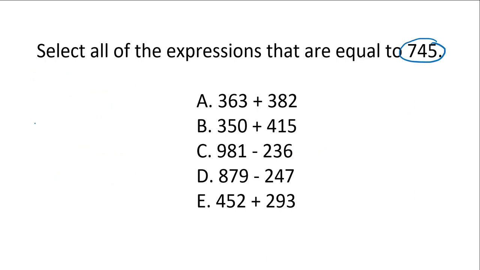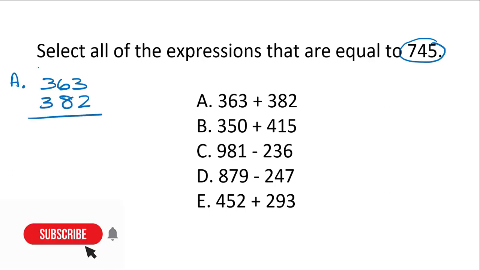745. So what I'm going to do is go through each and every option, and I'm going to do the work. I'm going to add, I'm going to subtract. Whatever they want me to do, I'm going to do it, because my objective is to get this answer correct. And because they say select all, I know that there's more than one. There are probably more than two answers, but I'm going to say for sure that there will be more than one answer. Okay, so what we're looking at is addition first.